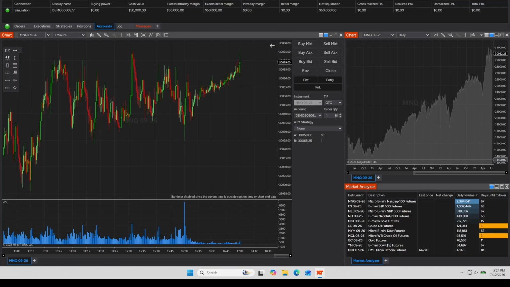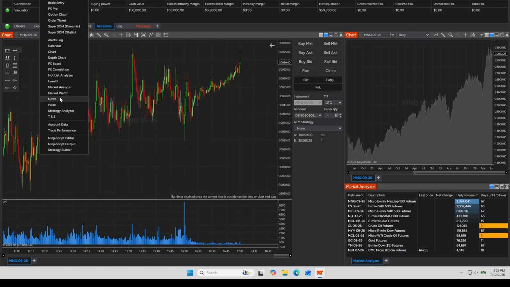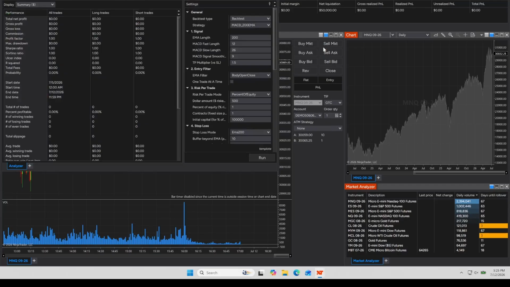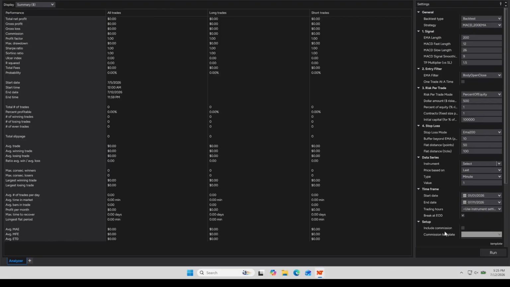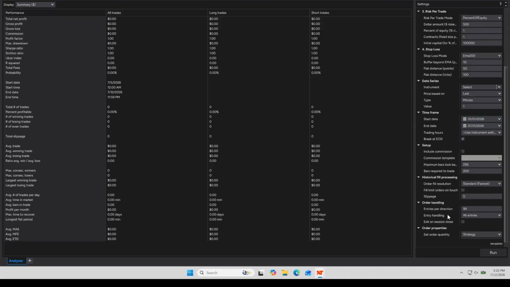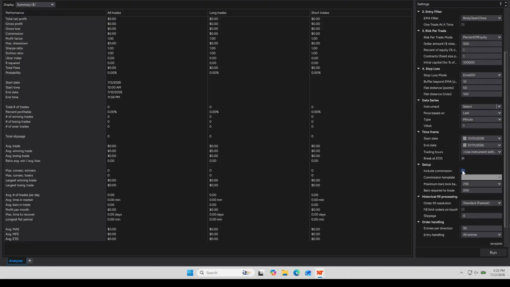Here, as you can see, I am logged into NinjaTrader specifically. And then let me now open the strategy analyzer because the code was already created. So actually, here's the code itself. I am testing it from January to current. And we're definitely adding commission, the fee here. The strategy works best with the 15-minute, and we're using the MNQ for this.